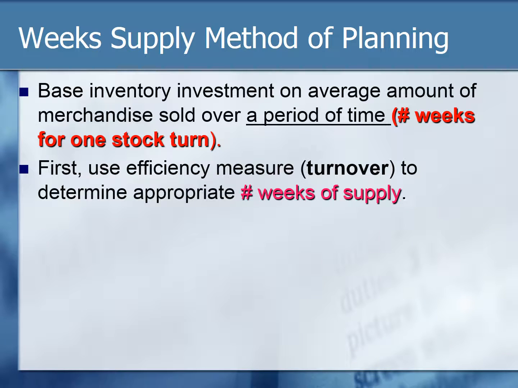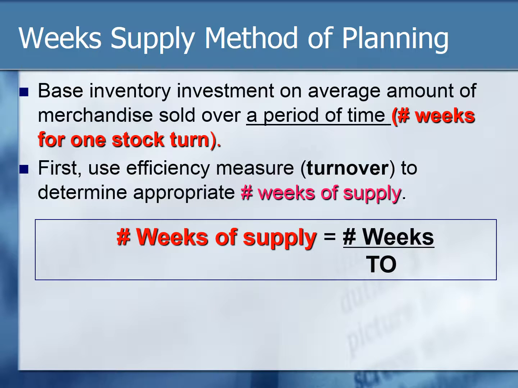So for us to use the week supply method of planning, we will first have to plan our turnover and use that turnover as our efficiency measure to determine the appropriate number of weeks of supply. How many weeks does it take for one stock turn to occur? For how long does it take for the average inventory to be sold and replaced? We have to calculate that, and that's what we call number of weeks supply.